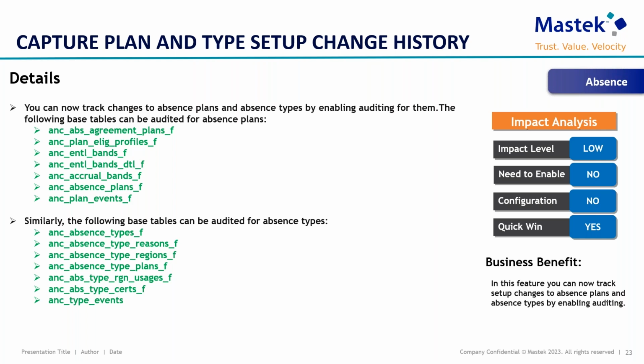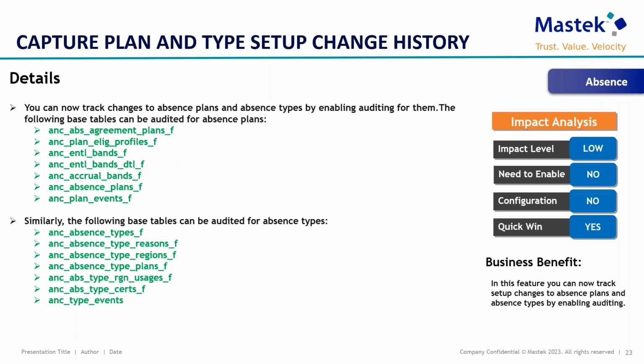In this particular feature, we can enable the audit and make sure that all the plan and type related changes that have happened against absences are tracked. So we can track the changes against absence plan and absence type by enabling auditing for them. Similar to what we have seen for element history and security profiles auditing, now we can track all the changes against absence plan and type setup. These are the options that are available for that particular auditing option.